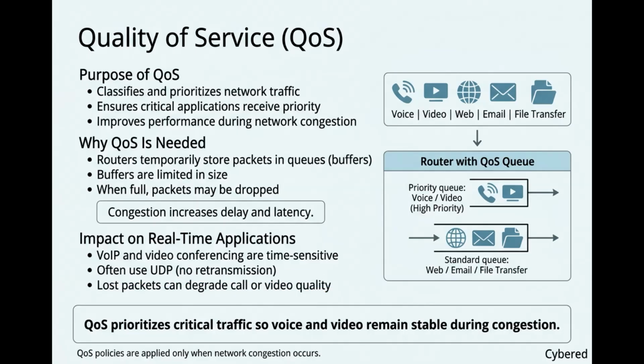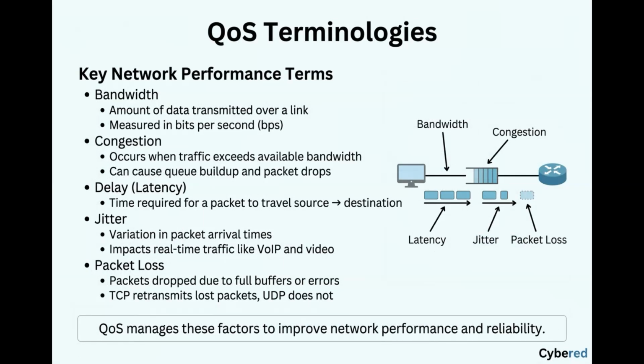Using QoS, network devices can prioritize critical traffic to ensure important services such as voice and video maintain acceptable performance even when the network is congested. QoS mechanisms are only applied when network congestion occurs. In networking, several key terms are used to describe network performance and transmission quality. Understanding these concepts is important when implementing quality of service to manage traffic effectively.